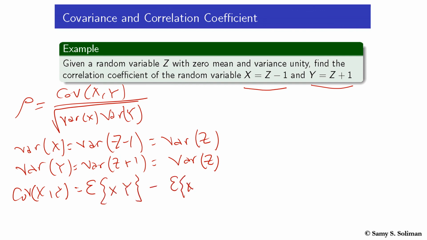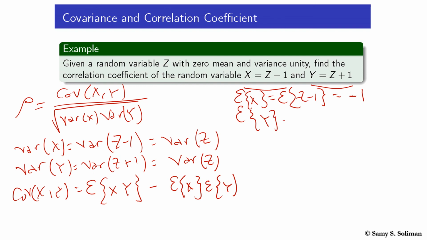For the covariance of x and y, recall that it is the expected value of x, y minus the mean of x times the mean of y. Of course, we are given that z has 0 mean, so x will have a mean equal to the mean of z minus 1, which is equal to -1, and y will have mean equal to expected value of z plus 1, which is equal to plus 1.